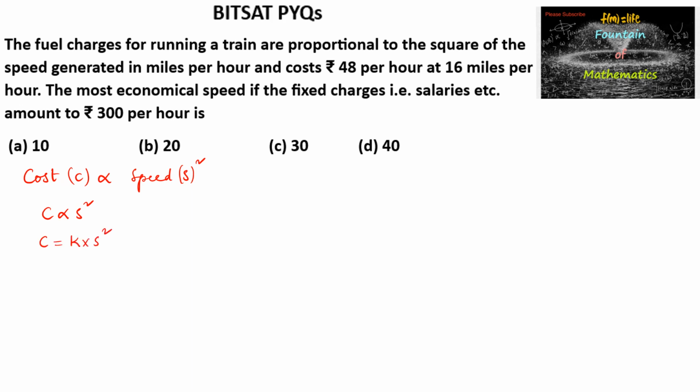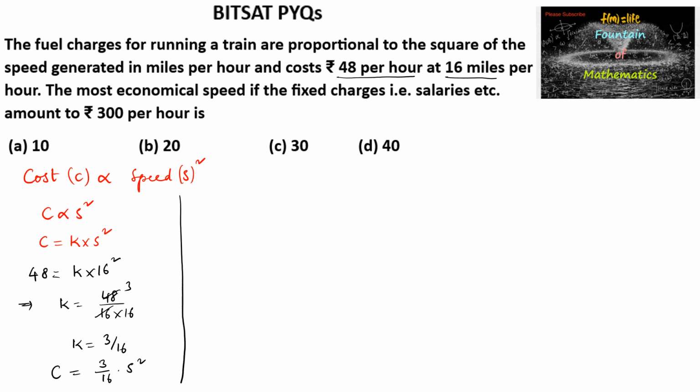To find the proportionality constant, let us assume that it costs 48 per hour. So 48 is equal to K into, for 16 miles per hour, 16 squared. So we can say K is equal to 48 upon 16 into 16. 16 3 times is 48, so K is equal to 3 upon 16. So we can write the cost of the fuel charges as C is equal to 3 upon 16 into S squared.